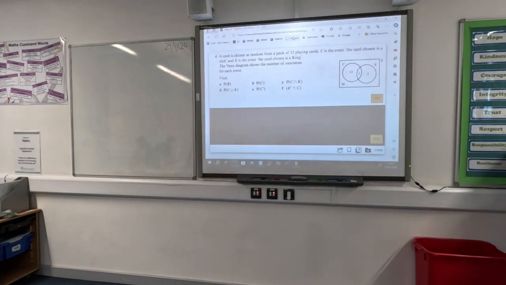Okay, so this is page 19, question 4. See if you can have a go, and this is, for those at home, in the Stats 2 book. Page 19, question 4. Have a quick go at those.